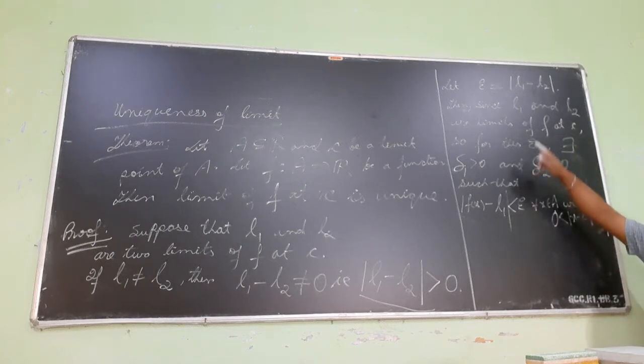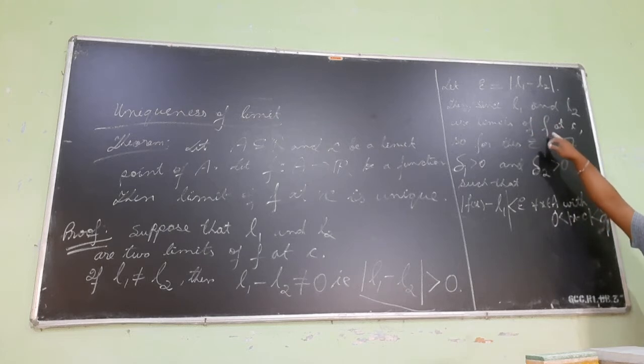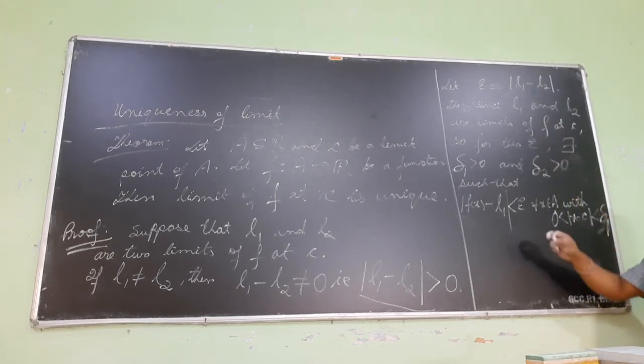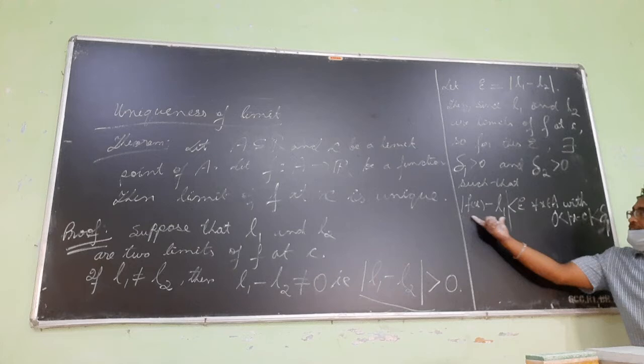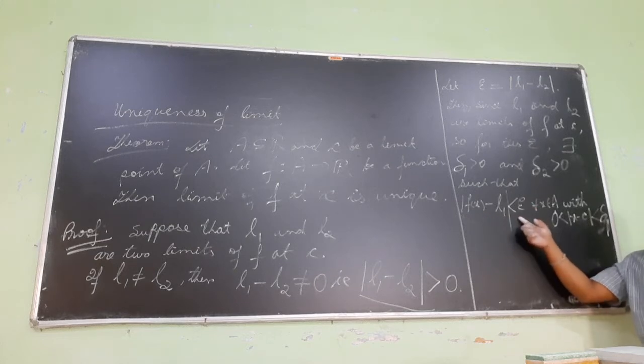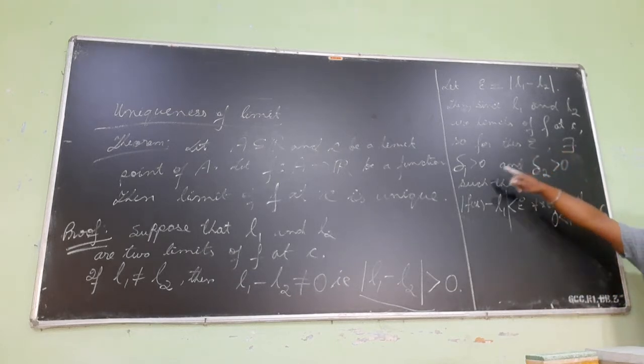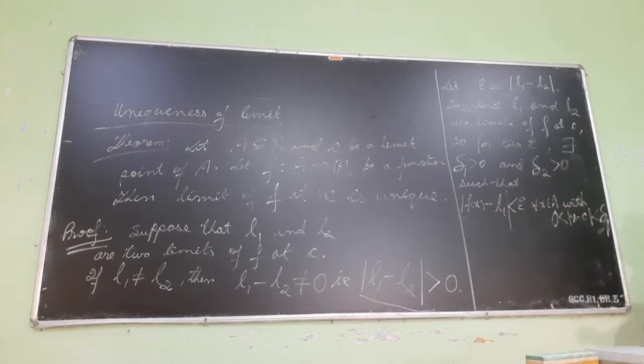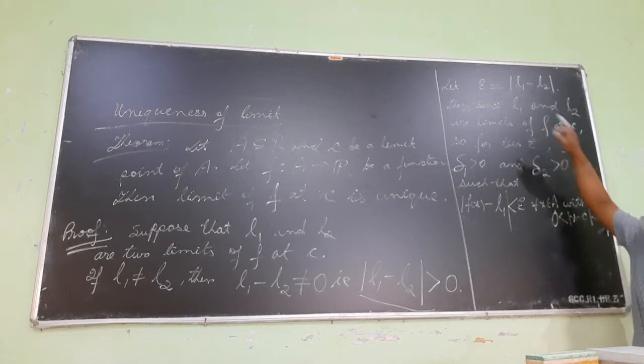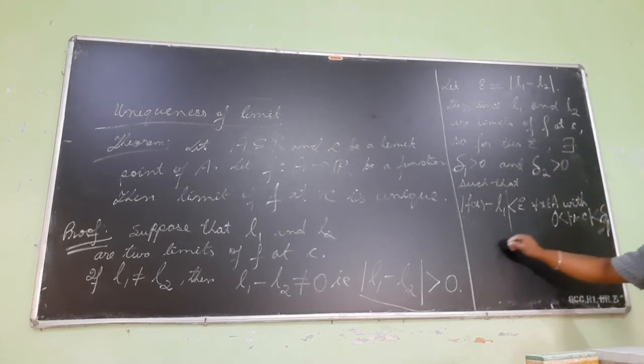Just apply the definition of limit. L1 is a limit of f at c. That means mod of f(x) minus L1 can be made smaller than epsilon by reducing the difference between x and c. So this is what we have done. For epsilon, there exists a delta 1 which satisfies this. L2 is a limit of f at c. That means for this epsilon, there exists a delta 2 which satisfies this.